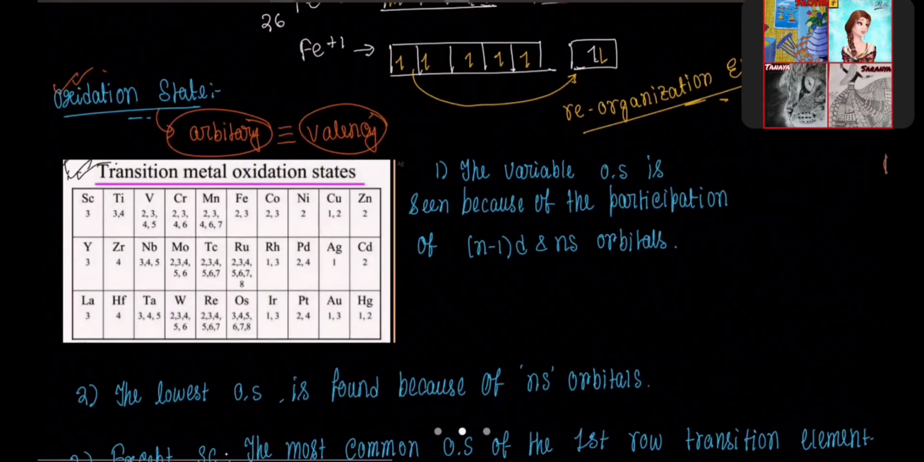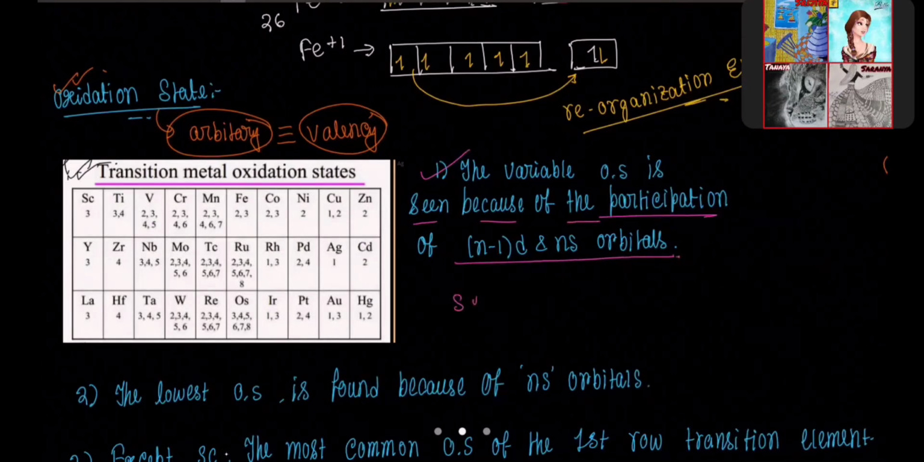You can see all of them have more than one oxidation state, and there is a lot of them. So first over here you can see the variable oxidation state is seen because of the participation of (n-1)d and ns orbitals. So both the (n-1)d and ns work as the valence shell.